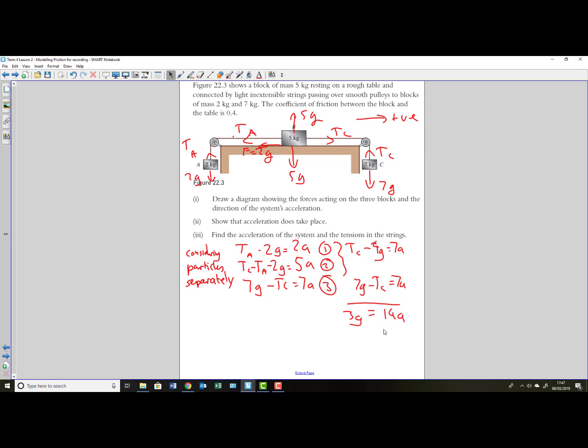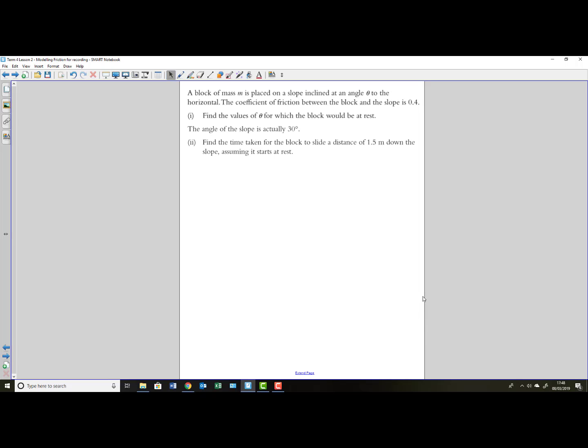The final example I want to look at is this one. We've got a block sitting on a slope inclined at some angle. Now, obviously the block might slide down the slope or it might not. First question is, given these figures, what are the critical values of theta for which the block would be at rest, and when does the tipping point happen? When does it suddenly start to slide?